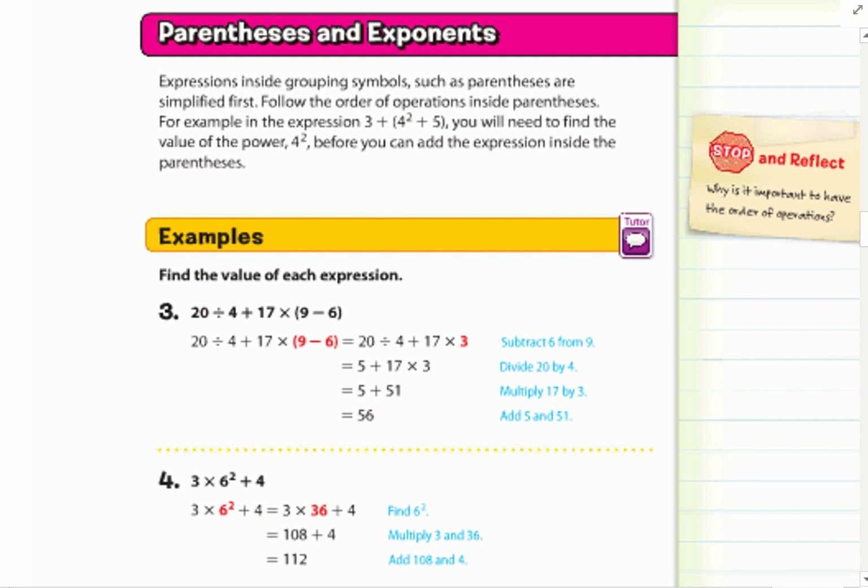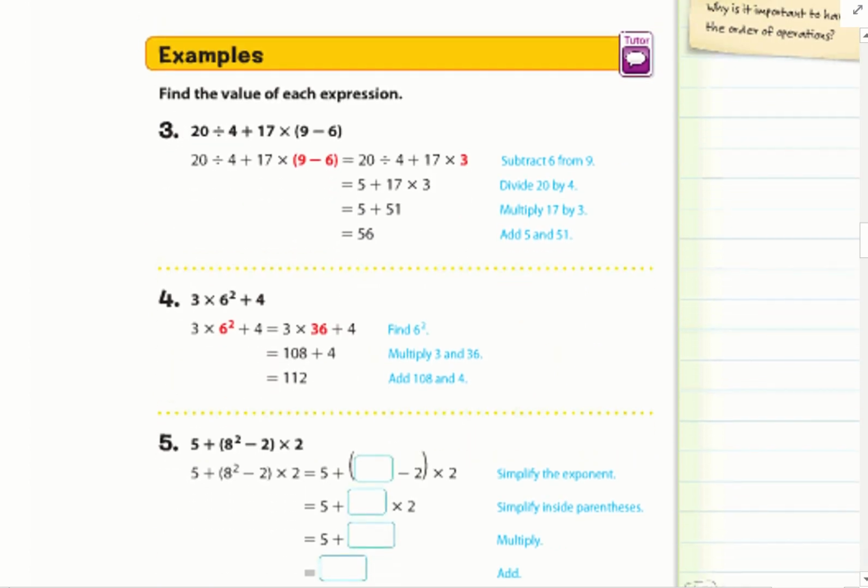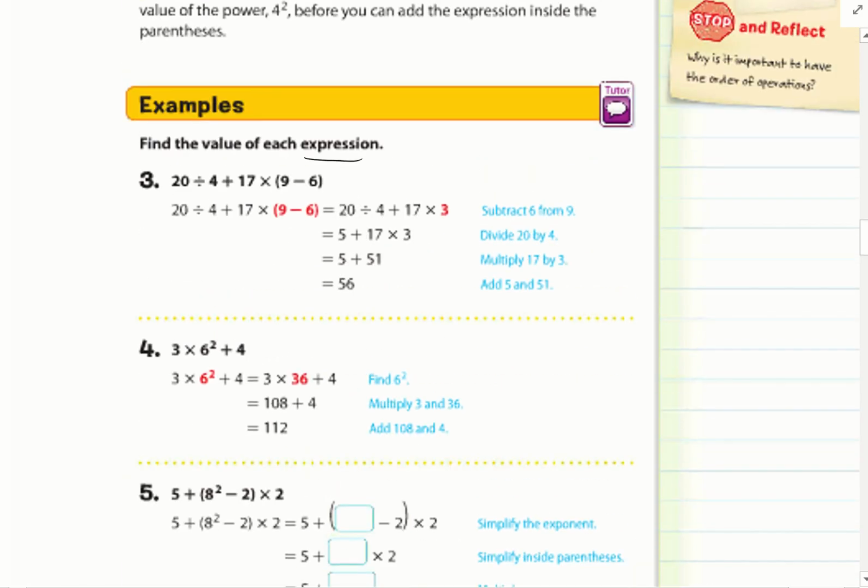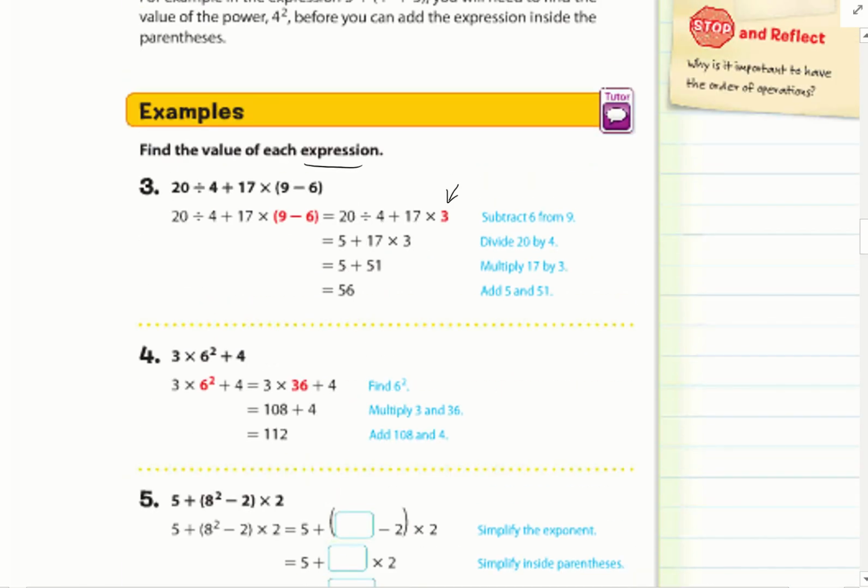So now we're going to be doing some expressions with parentheses and exponents. By the way, an expression has no equal sign. So number 3, there's no equal sign, so that's why it's an expression. It says find the value of each expression. We have division, addition, multiplication, and parentheses. So we're going to do the parentheses first. So 9 minus 6 equals 3. And that's how we get this 3 here, because that was in the parentheses.